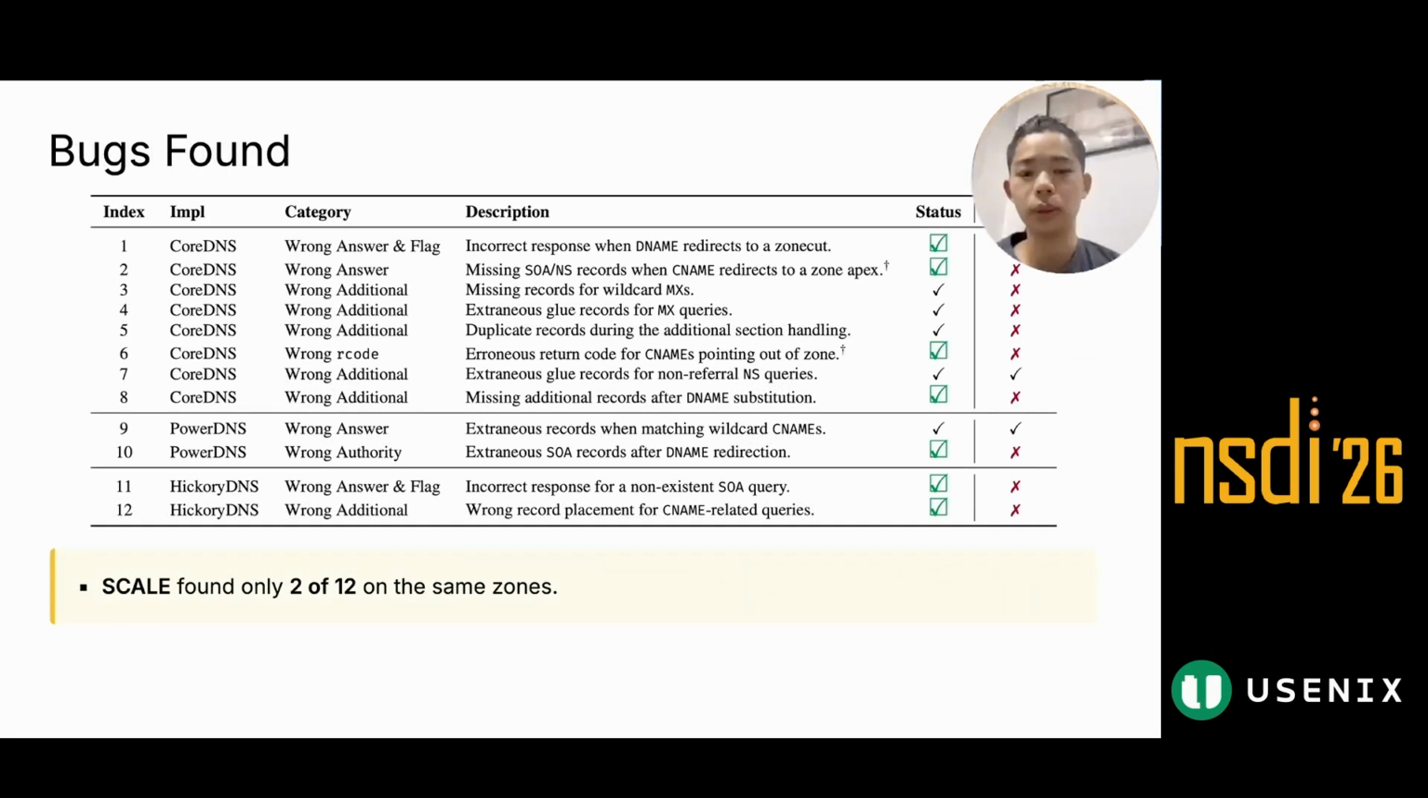For bugs, we found 12 new ones across 4 engines, 8 in CoreDNS, 2 in PowerDNS, and 2 in Hickory DNS. These contain critical bugs like wrong response codes or missing answer records. In comparison, SCALE only caught 2 of these 12 using the same zones.